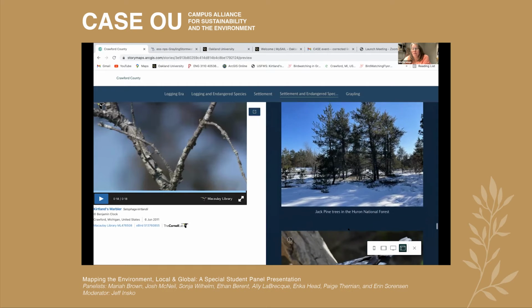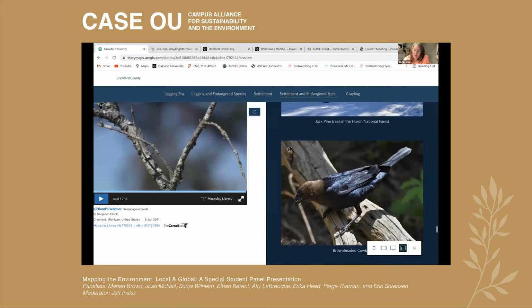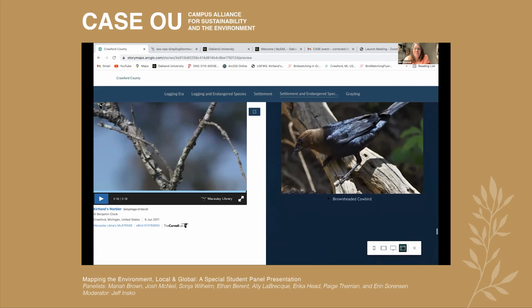But with the deforestation, there were smaller places. And then this bird here, the brown-headed cowbird, came into the picture. And it's a parasitic bird, and it takes over the nests of any bird, but in this case, the Kirtland's warbler. And then the Kirtland's warbler ends up raising the young because the brown-headed cowbird's young are more competitive.